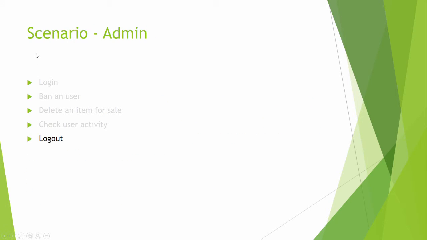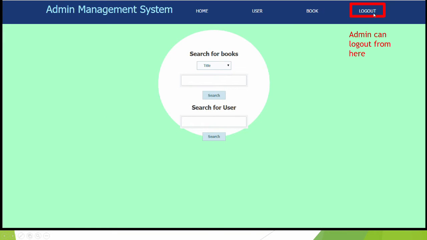And then let's look at what happens when the admin wants to log out. The admin can just log out by clicking the button on the top right. As that's no different to a user logging out, we'll just skip this part as well. Please review if you have any further questions.